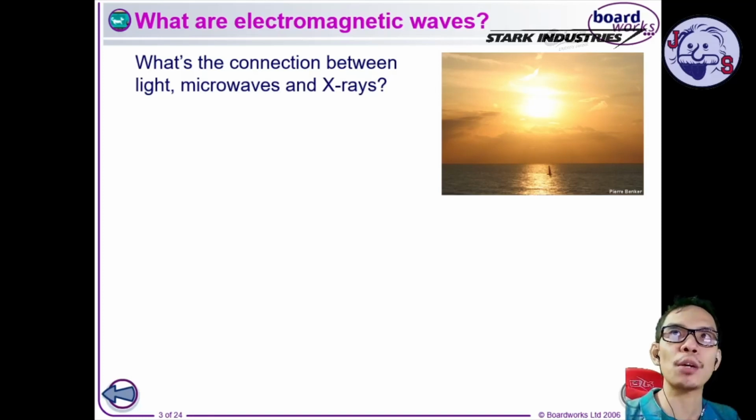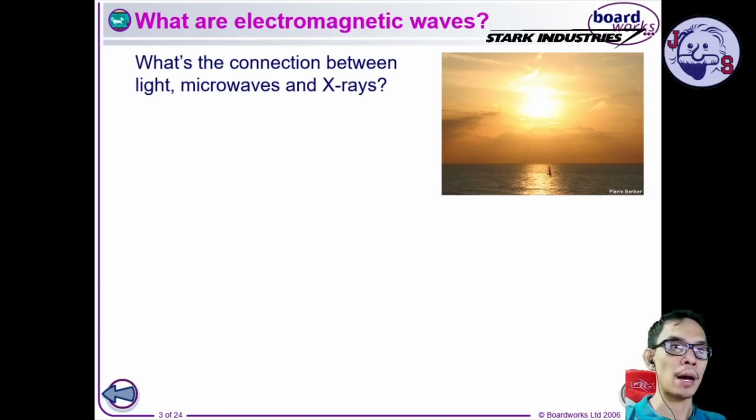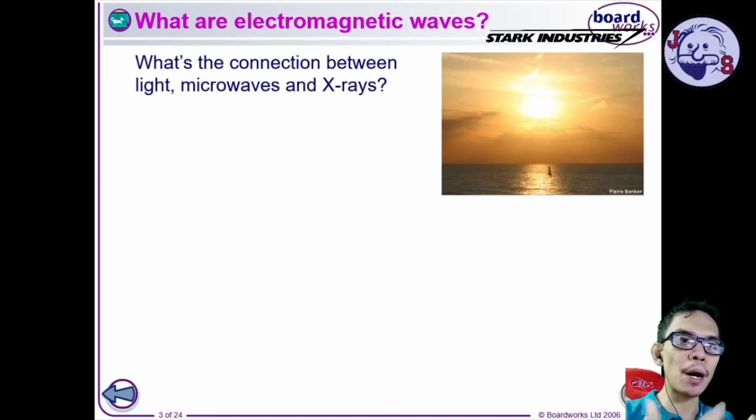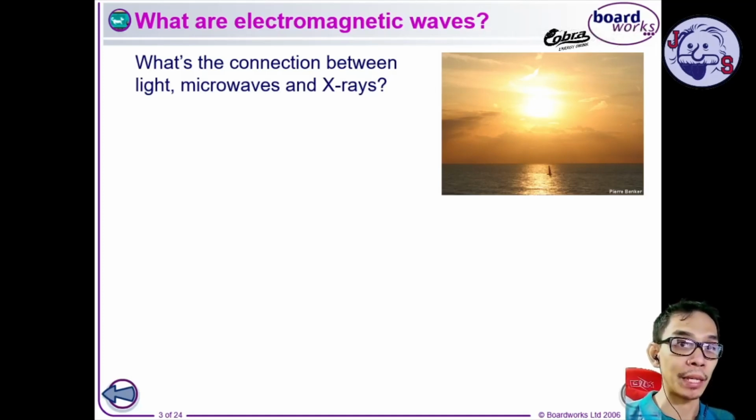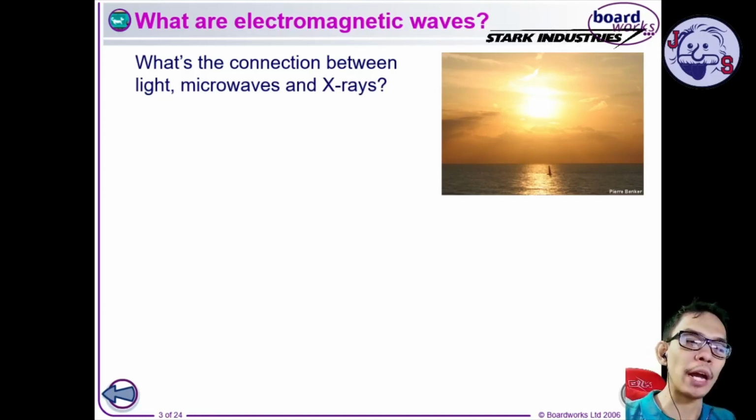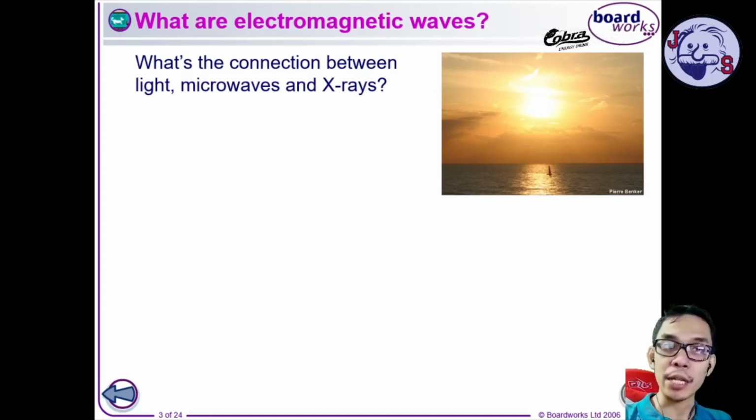What is the connection between light, microwaves, and X-rays? Visible light, microwaves, and X-rays are all part of the electromagnetic spectrum. They are different in terms of wavelength and frequency, but they have one thing in common: they all have the same constant speed of 3 times 10 to the 8 meters per second.